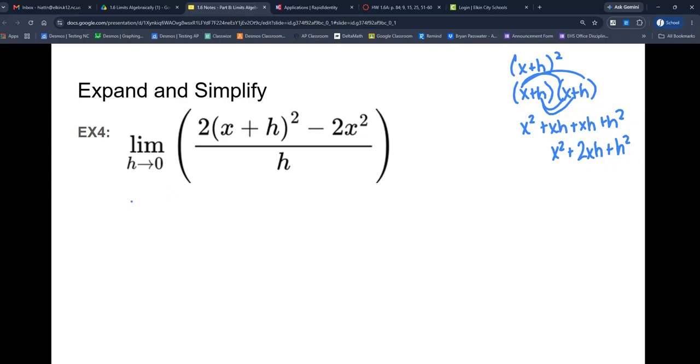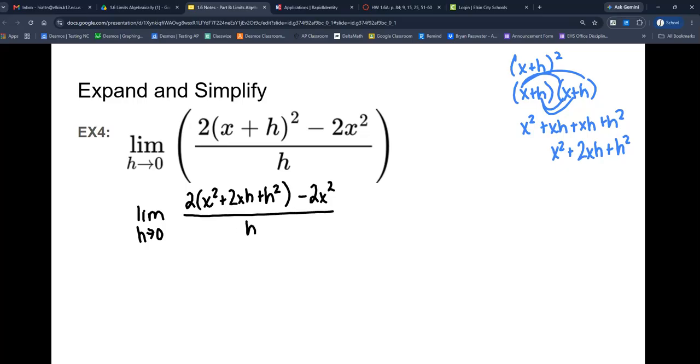So that's this part. We're going to have the limit as h approaches 0 of 2 times x squared plus 2xh plus h squared minus 2x squared all over h.